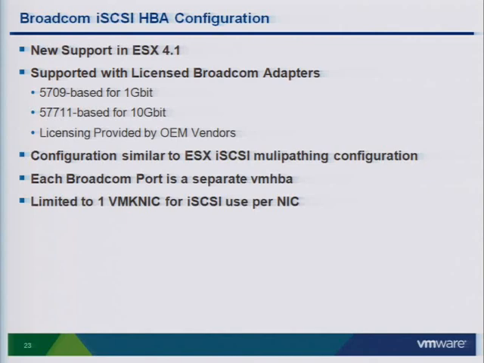So I followed the software iSCSI multipathing with Broadcom so quickly because they're very similar. It's pretty much the same steps. The one primary difference is that each Broadcom port actually ends up being a different vmhba, as opposed to the software initiator where the single initiator is one HBA and you associate multiple ports with it. There's a limitation that you can actually only associate one VMKNIC for iSCSI use per PNIC. That's not a limitation with the software initiator. However, as of 4.1, there's really no benefit to doing that.